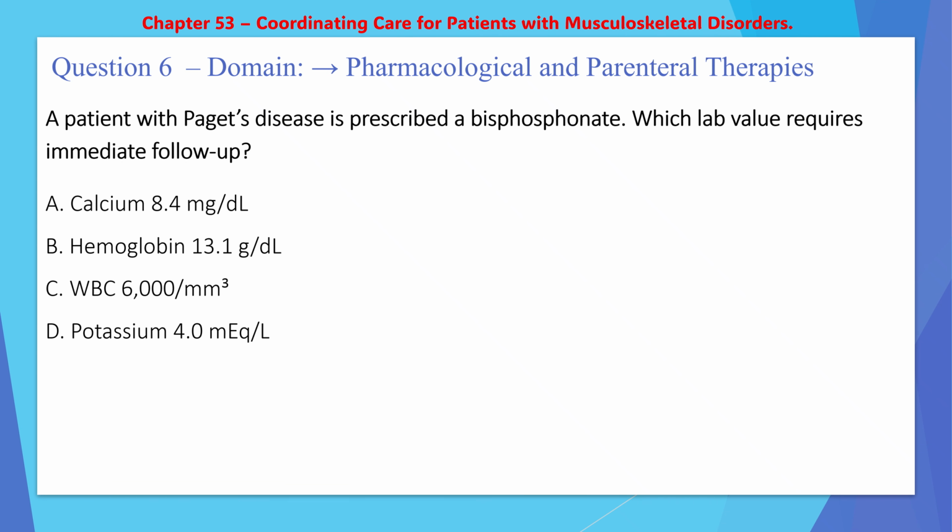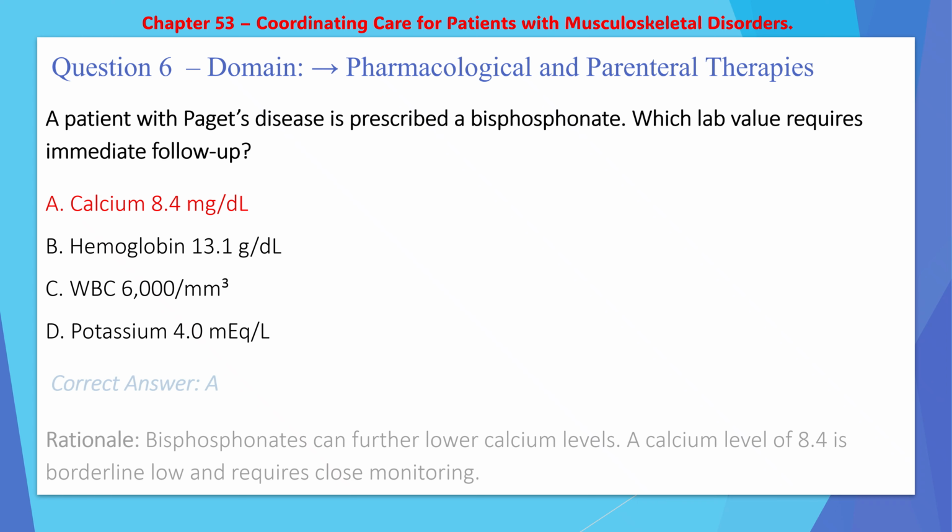NCLEX domain, pharmacological and parenteral therapies. A patient with Paget's disease is prescribed a bisphosphonate. Which lab values require immediate follow-up? Calcium 8.4, hemoglobin 13.1, white blood cells 6,000, potassium 4.0.